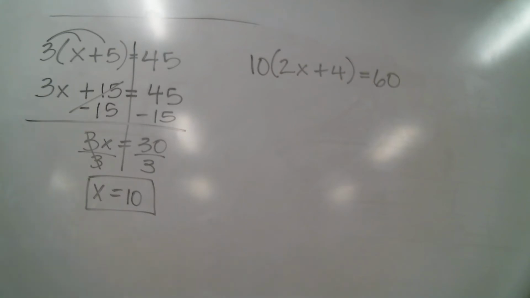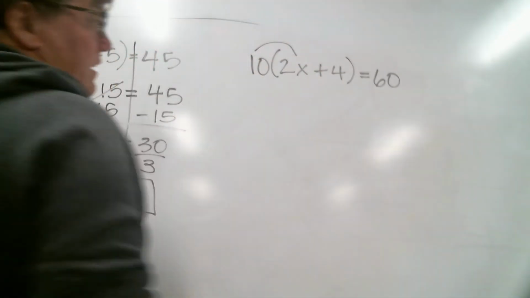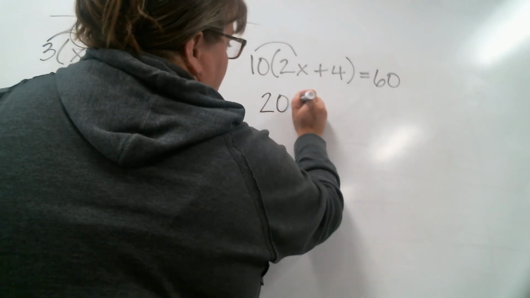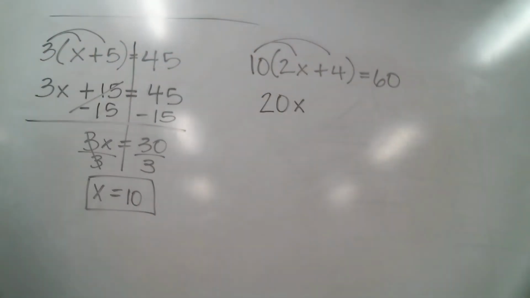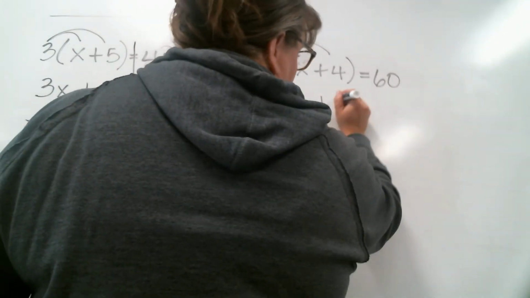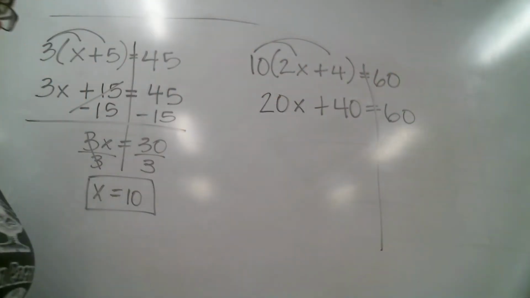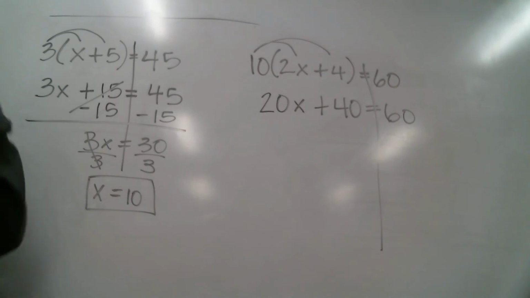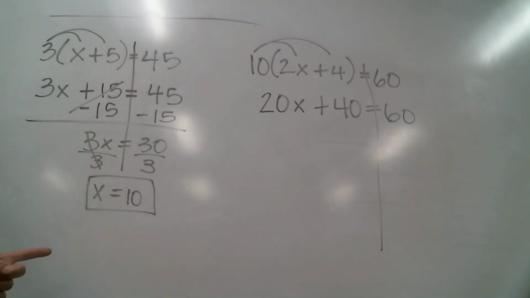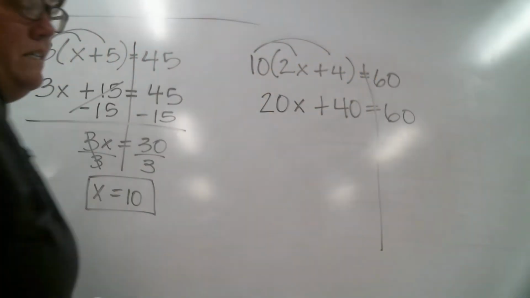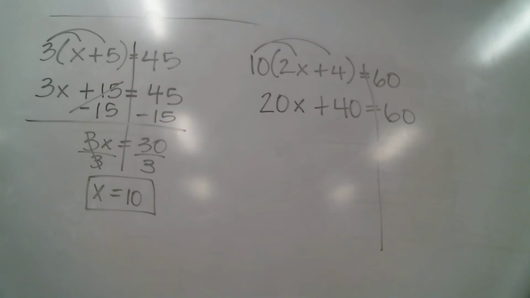On this one, now we have a 10 that's going to distribute to everything inside the parentheses. So 10 times 2x is 20x. And then 10 times positive 4 is positive 40. So 20x plus 40 equals 60. That 60 is over there on its own. One of the reasons why I like you to draw that line is that you need to see what's going on together on one side. That 60 is not affected by anything. He's over there by himself.